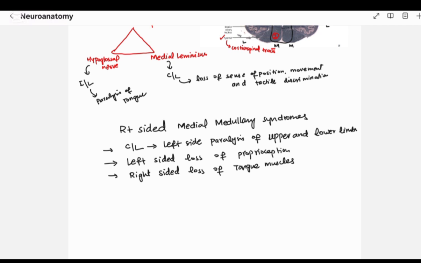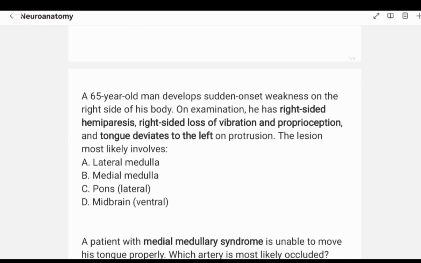Whenever there is a paralysis of the right side of the tongue, it will deviate to the right side. The tongue always deviates to the affected side whenever it gets paralyzed. So with this we'll solve these questions.